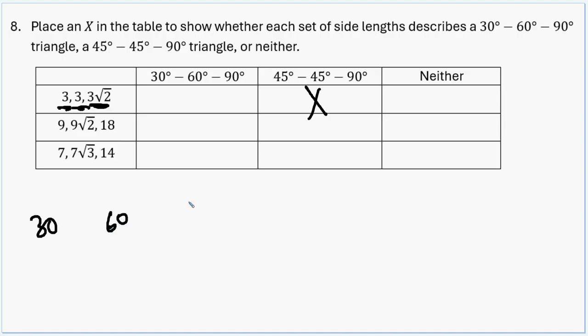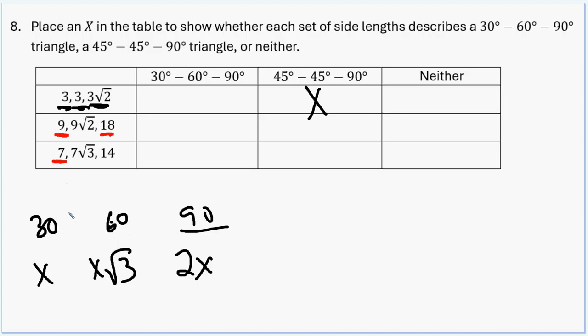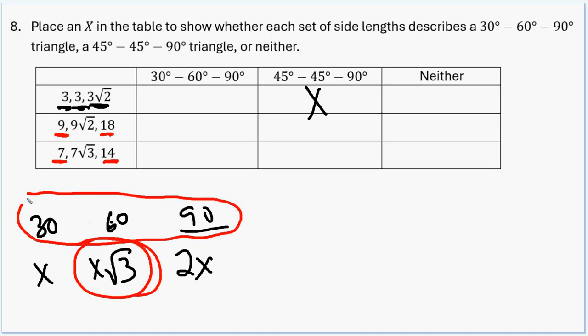For 30, 60, 90, short leg x, long leg x root 3, hypotenuse twice the short leg. So let's look at both of these simultaneously. Here's my short leg. If I double it, there's my hypotenuse. Here's a short leg 7. If I double it, I get my hypotenuse. So it comes down to the long leg. Notice in the 30, 60, 90 triangle, our radical here is a root 3. So it looks like this bottom one is our 30, 60, 90. And this one then wouldn't fit either of those formats.